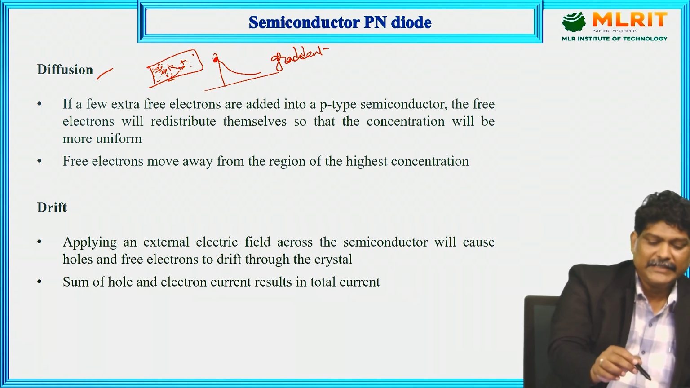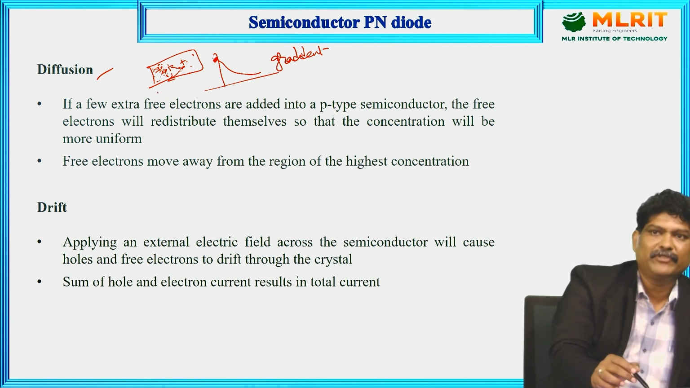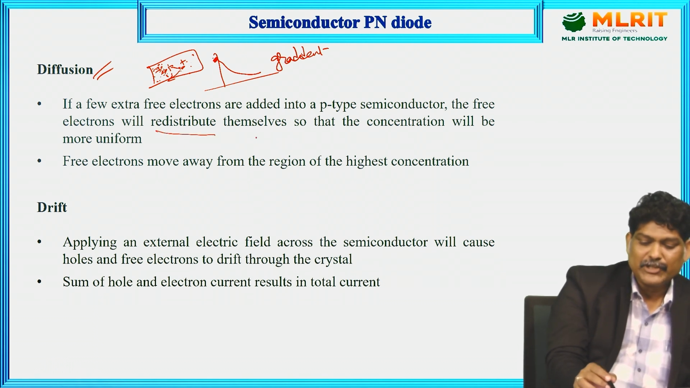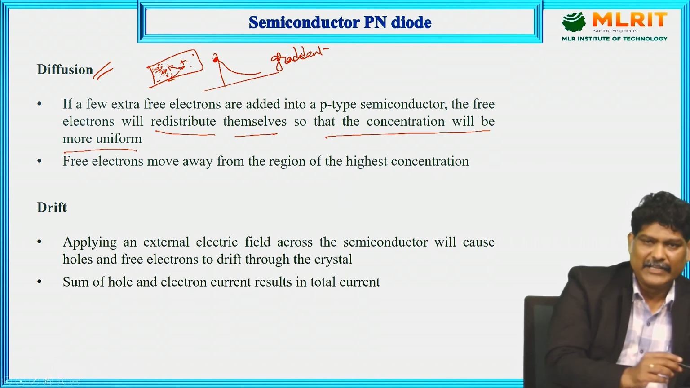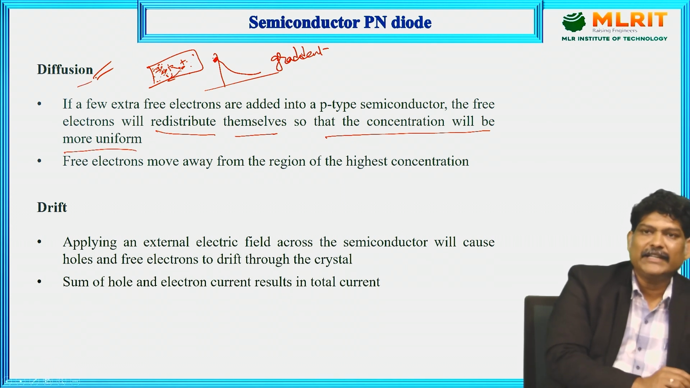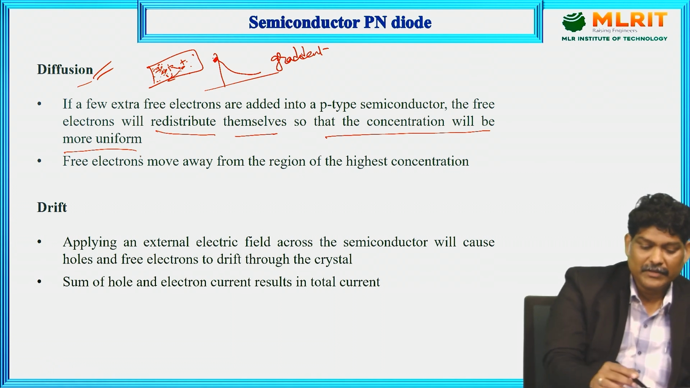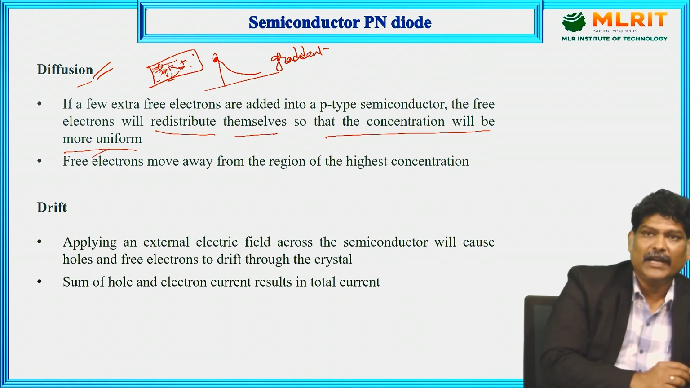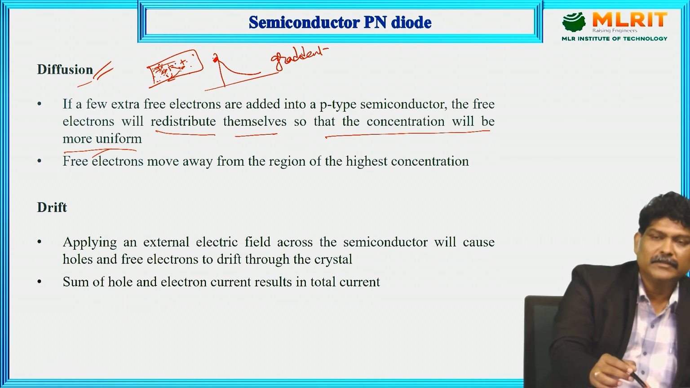This movement of charge carriers due to diffusion is called diffusion current. They redistribute themselves so that the concentration becomes more uniform. So this diffusion current is observed in non-uniform material, where the distribution is non-uniform.